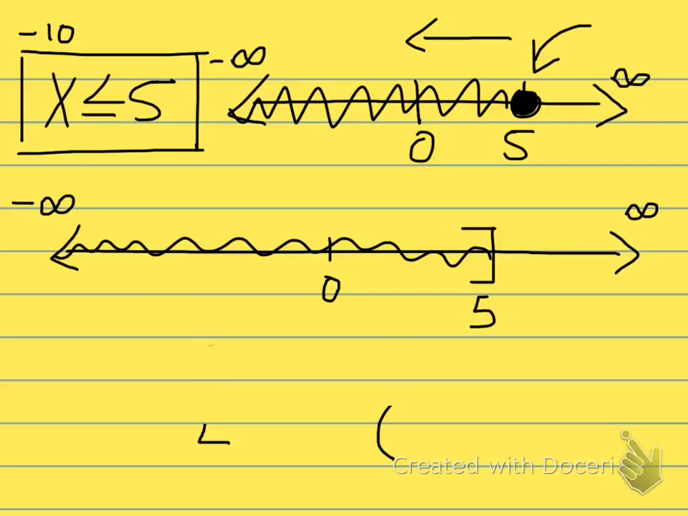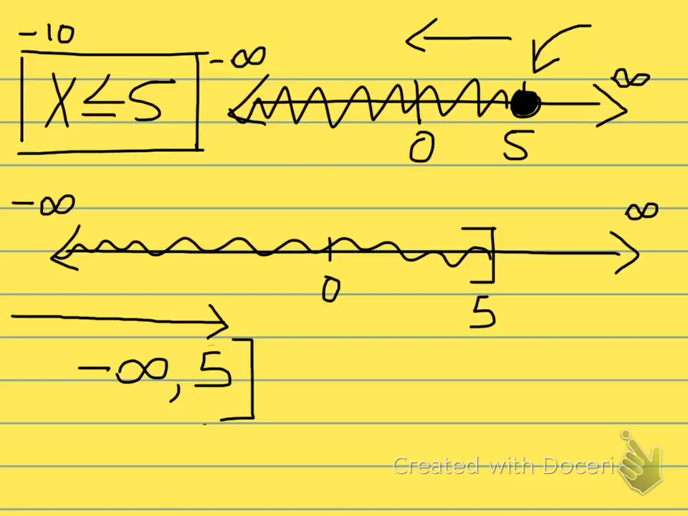But remember, interval notation is read from the left to the right, which means I have to start with negative infinity. I write negative infinity. I put a comma just to separate, and I write where I'm ending. So I'm coming from negative infinity, and I am stopping at 5. The bracket tells me I'm including 5 when I stop instead of a parenthesis.